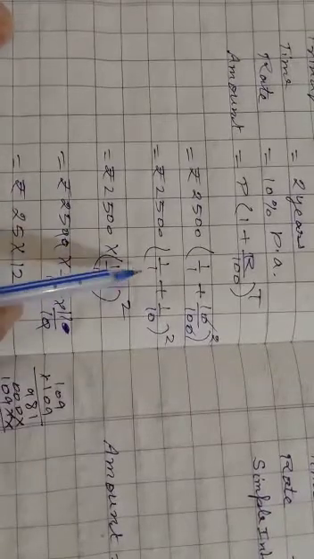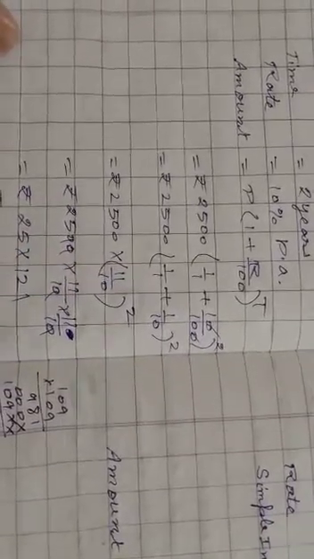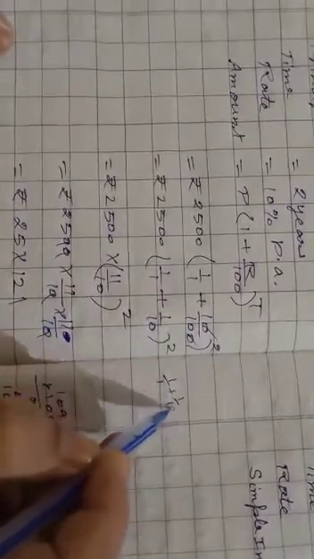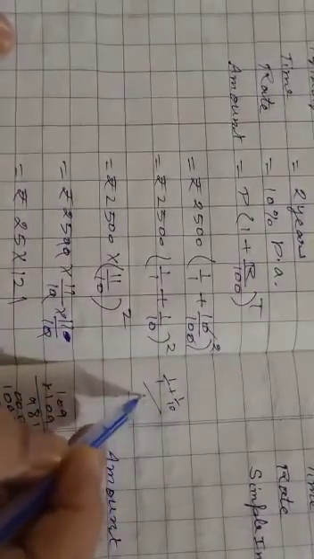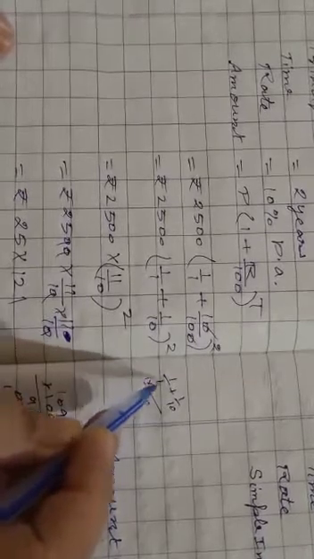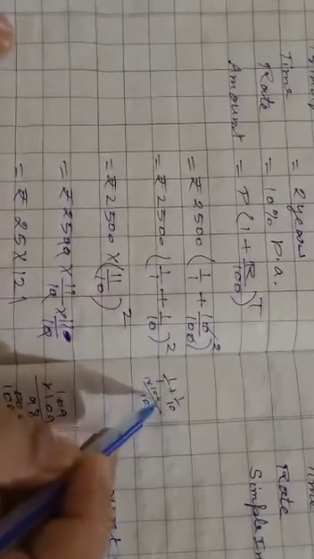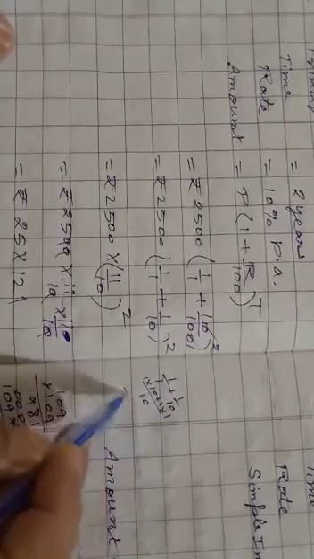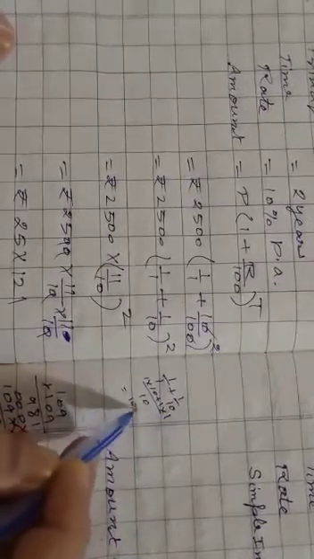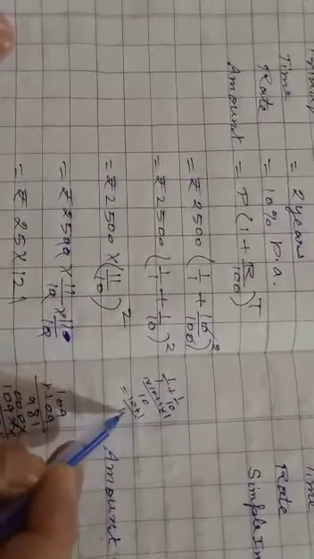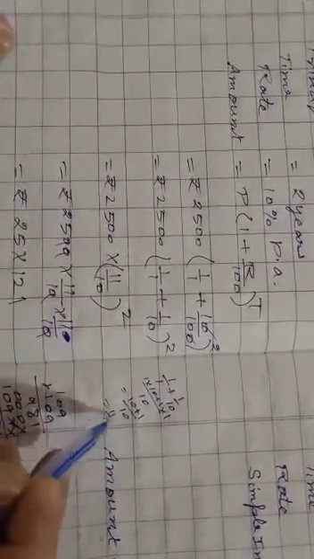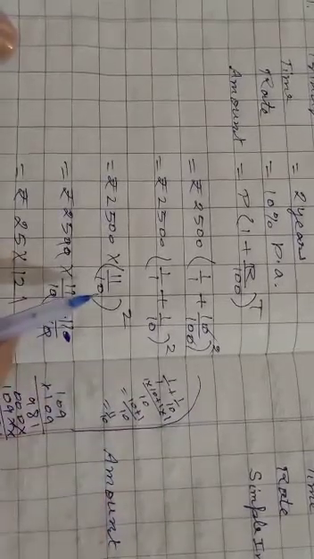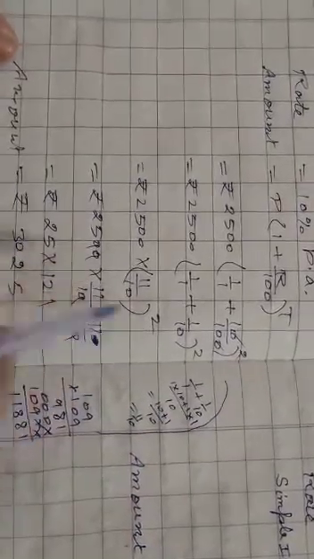Now take 10 as LCM. 1 plus 1 upon 10. Take 10 as LCM: 1 into 1 is 1, 10 into 1 is 10, plus 1. We get 10 plus 1 upon 10, that is 11 upon 10. This is your rough work. 11 upon 10 whole square.